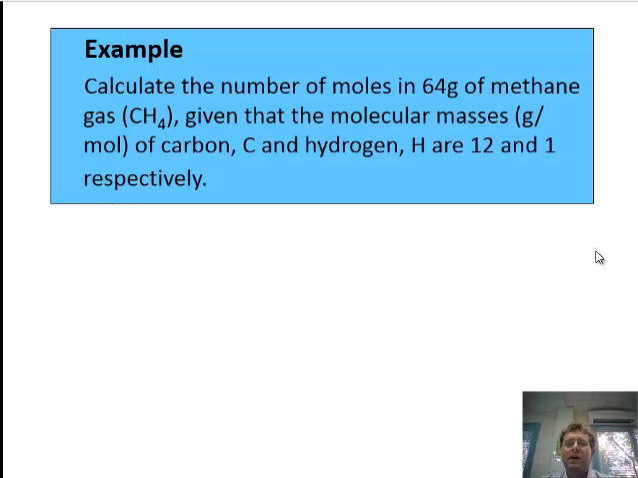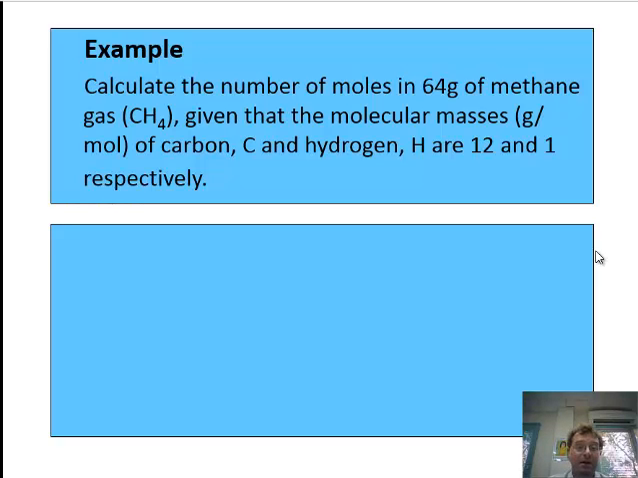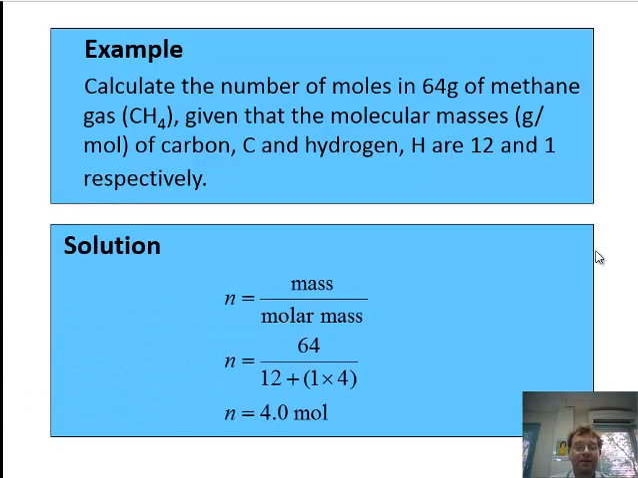Calculate the number of moles in 64 grams of methane. Okay. Now methane's interesting because it's made of 1 carbon and 4 hydrogens. So that means that I know that the molecular mass of methane is the sum of the atomic mass of 1 carbon, which is 12, and 4 hydrogens, which is 1, which gives me a total of 16. From there I can work out the mass is 64 grams, the molar mass is 16, so 64 divided by 16 gives me 4 moles worth of methane gas.